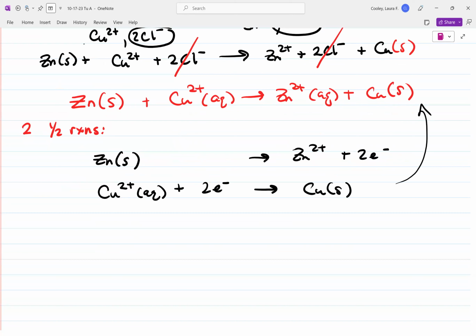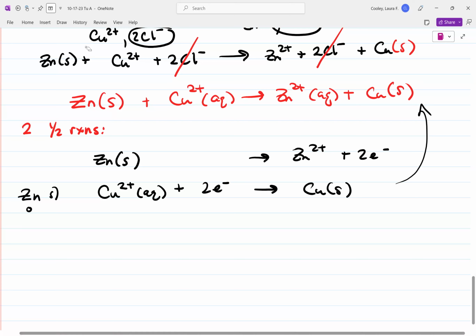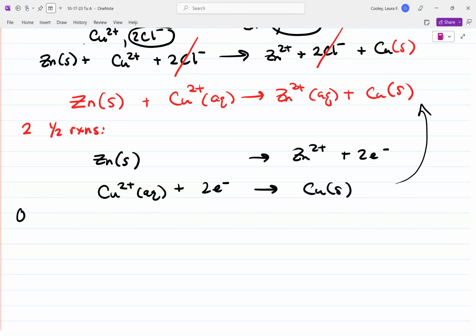On the left, the way to know that zinc has no charge is because it's solid. If you just saw Zn, you would know that that's pure zinc, it's solid, and it has a 0 oxidation number. Any metal, or if I write sulfur, that's 0. Or O2, those O's are 0. Well, that's for later, okay?